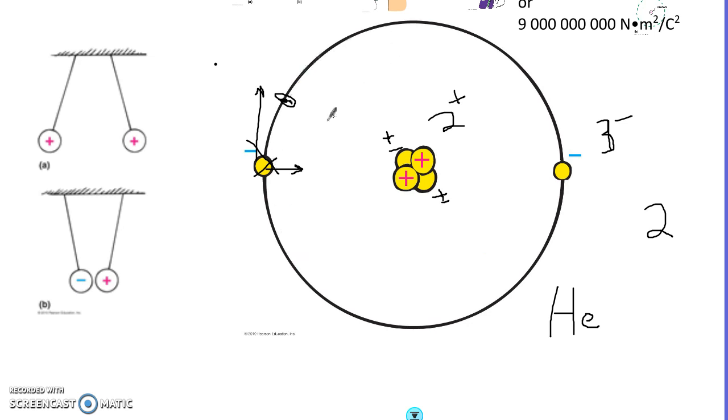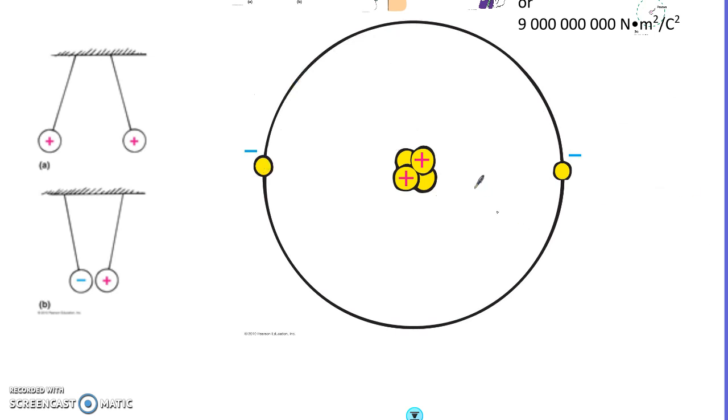Now, if they have the same number, like we started off here with helium, then we say they are neutral, and there is no charge for the atom. Okay, the atom has 2 positives in the middle, it has 2 negatives, and so it is a neutral atom. But if it was always neutral, then nothing would ever happen. Things would not stick together because you can't take 2 neutral atoms together, and that's why electrical charges are so important.